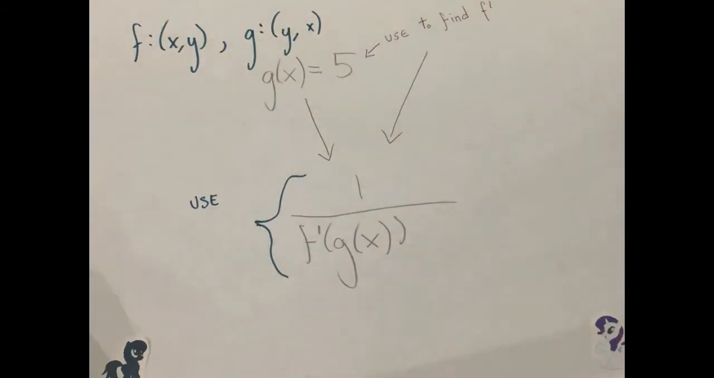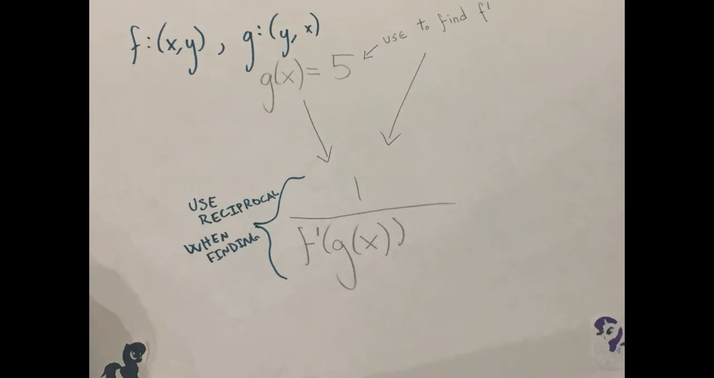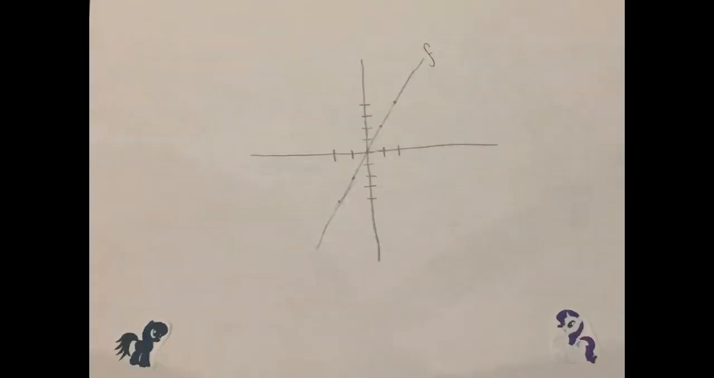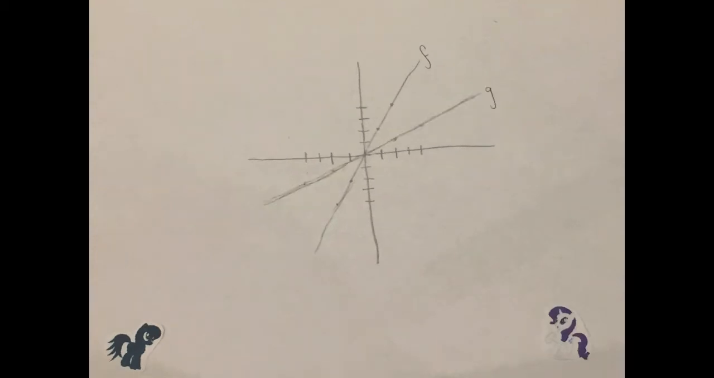It is also important to note why we do 1 over it. Let's look at it graphically. This is the function f, and here is its inverse, g. If you draw the line y equals x, you can make the observation that it serves as the line of symmetry between f and g.